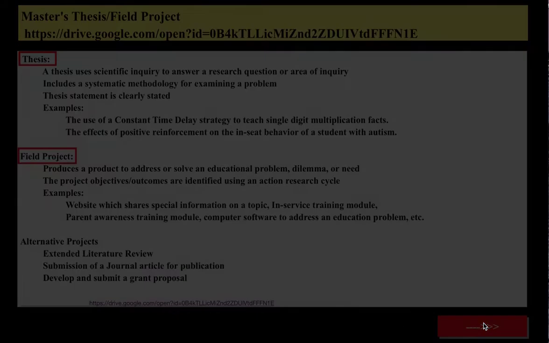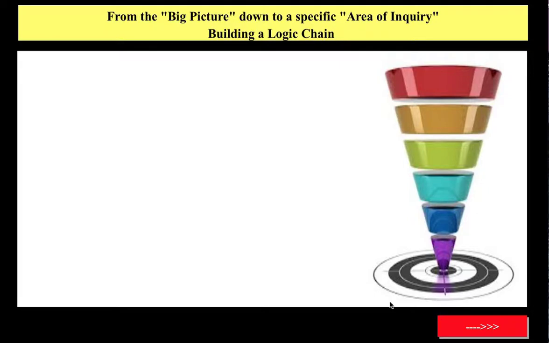All right, let's continue on here. Okay, so what you're going to have to do throughout this entire process, and actually the process starts right now, because you need to start in on it right now, is start thinking about areas of inquiry. What are you interested in doing? And the trick is you need to come from a big, big picture. You need to funnel down in a very logical manner and build a logic chain from the big picture all the way down to your very specific question.